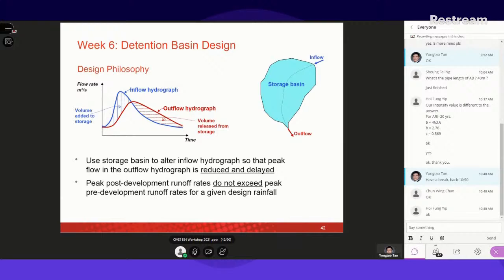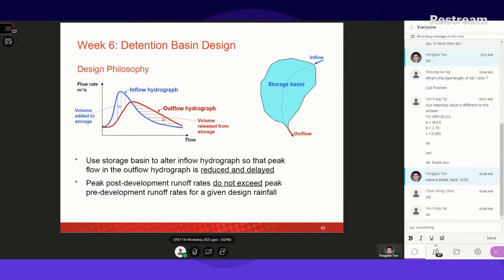Now let's move to week 6. Week 6 is about detention basin design. Let's look at the design philosophy. There are two figures shown here. The red one is about the storage basin, inflow and outflow. What we need to know is to get the two hydrographs for this storage basin: one is the inflow hydrograph, another is the outflow hydrograph.